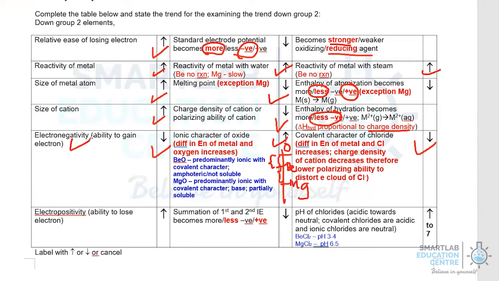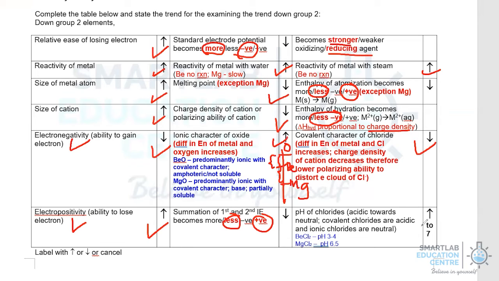And since electronegativity is defined as the ability to gain electron, electropositivity is the ability to lose electron. So if you go down the group, the electropositivity ought to increase: easier, lower first IE, easier to lose electron. And therefore, because of that, the summation of the first and second IE becomes less positive.